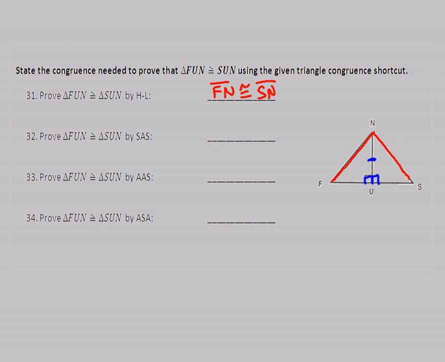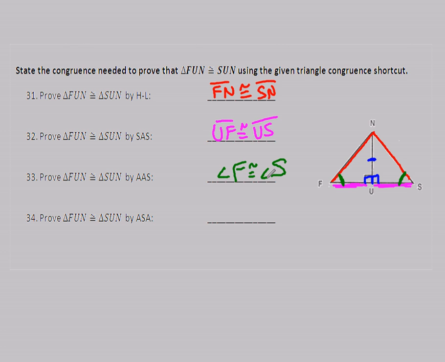Same thing now, looking at this one. To do side angle side, well, I have the one side already. My other side would have to be this side right here. So this would be side UF congruent to side US. Next part, angle side. Well, here's an angle. There's the side. To have the angle not putting the side in the middle, I would have to use the green part. So I would have to do angle F congruent to angle S.